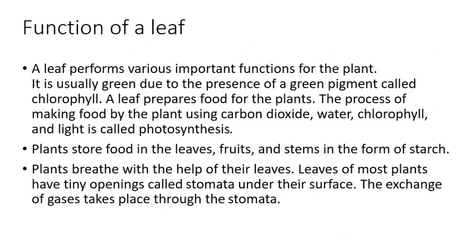Function of leaf. A leaf performs various important functions for the plant. It is usually green due to the presence of a green pigment called chlorophyll. A leaf prepares food for the plant. The process of making food by the plant using carbon dioxide, water, chlorophyll, and light is called photosynthesis. Plants store food in the leaves, fruits, and stem in the form of starch. Plants breathe with the help of their leaves.